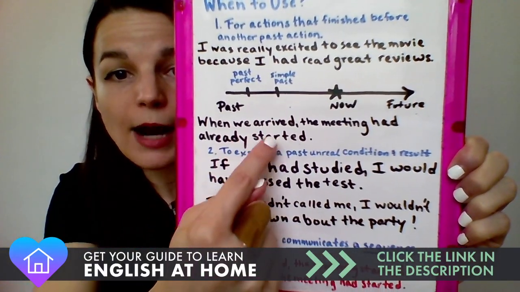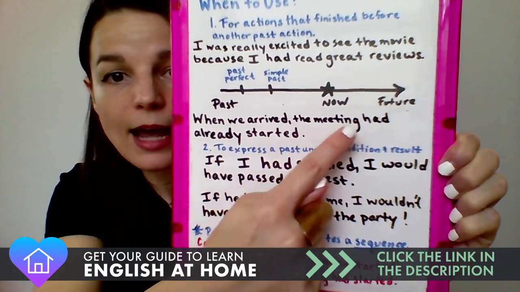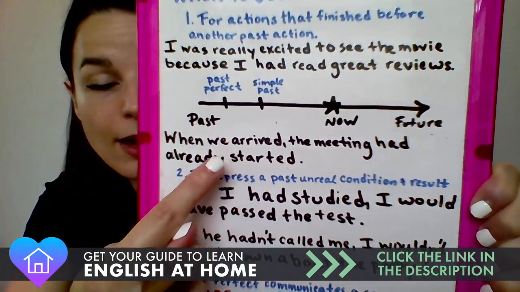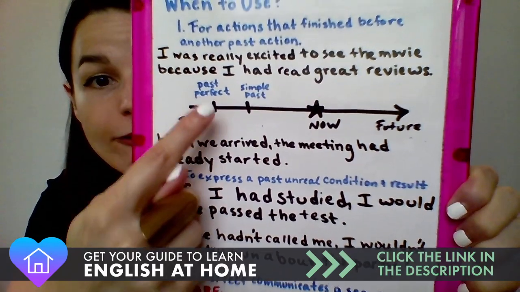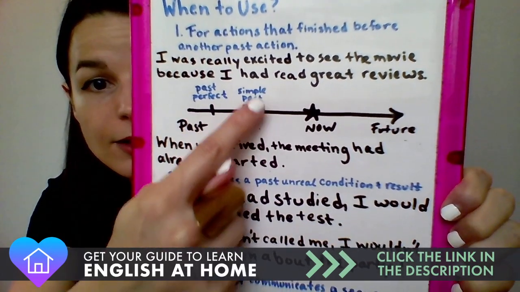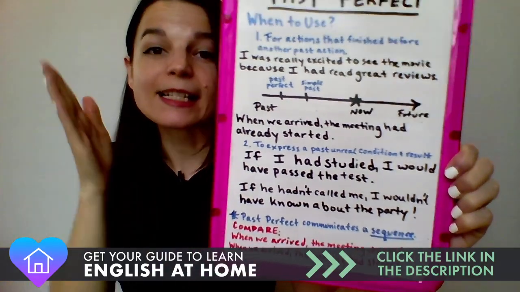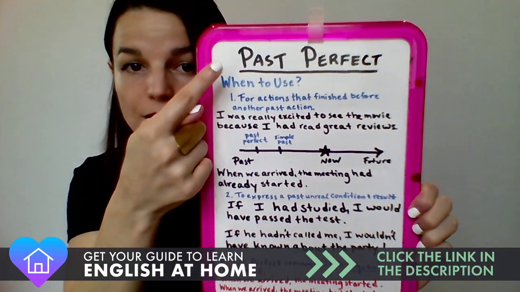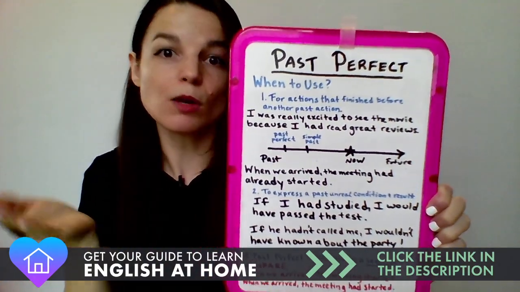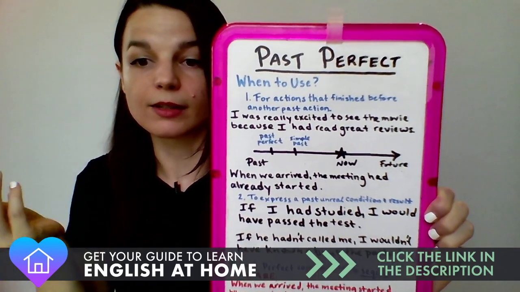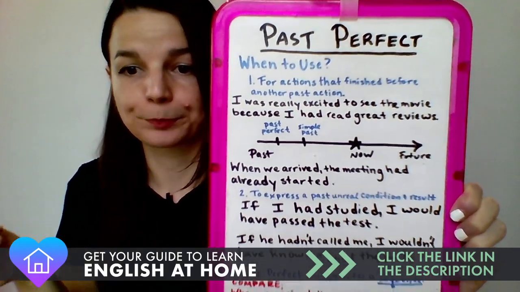So when we arrived, simple past, the meeting had already started means the meeting started before this other simple past action. So we're showing sequence. That's the primary use, like that's kind of the theme we will see with all the uses of past perfect.